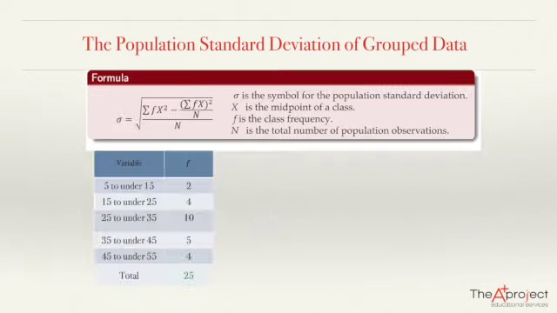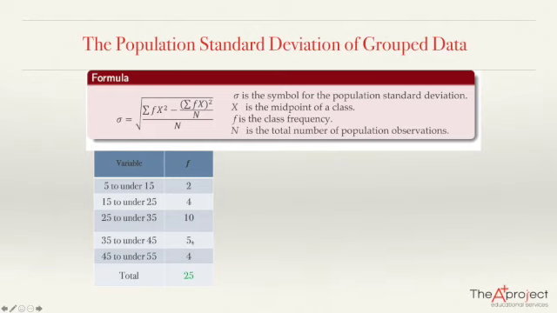So the example is the following. Here we have the formula, and here we have a variable with the classes. This one is 5 to under 15. So every number from 5 to under 15, for example 14.99, is in this class, in this interval. The frequency is 2 for this interval, and so on. So you can see here the classes and the frequencies.